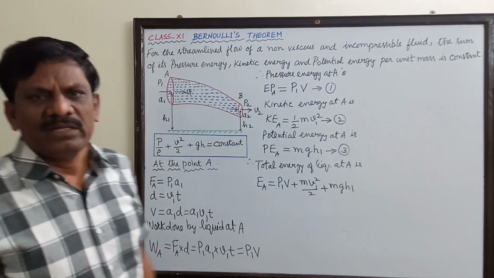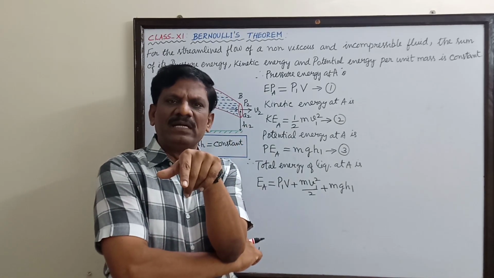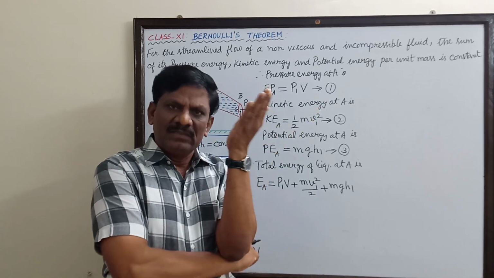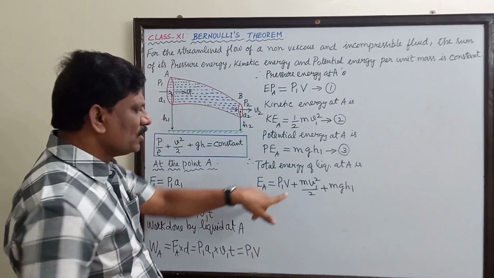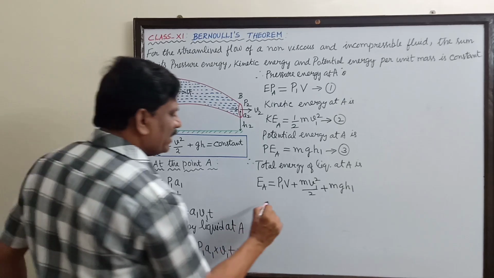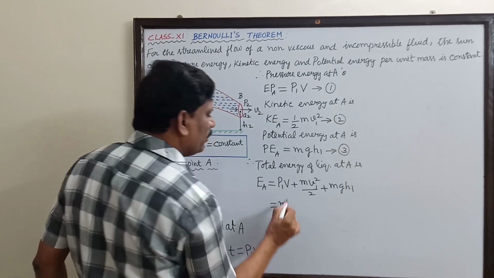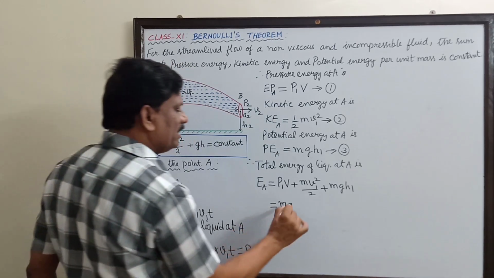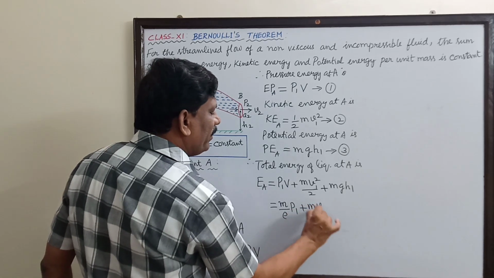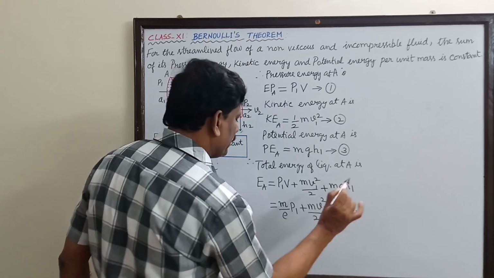Now what is the expression for density? Density of the liquid rho is equal to mass by volume, is it not? Therefore, volume is equal to mass by density. So I can substitute the volume of the liquid by mass by density, m by rho. So the total energy is equal to mass by density into P1 plus m V1 square by 2 plus m g h1.